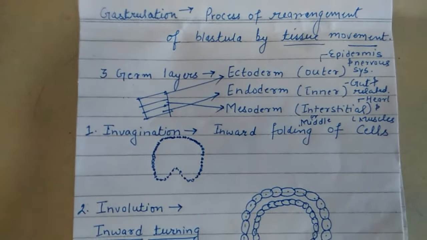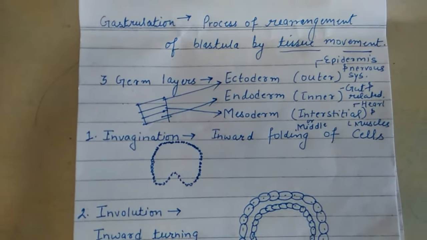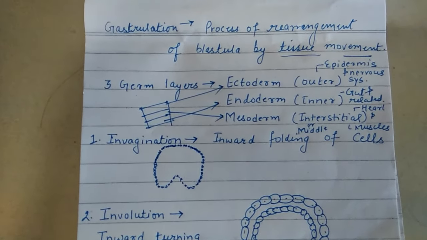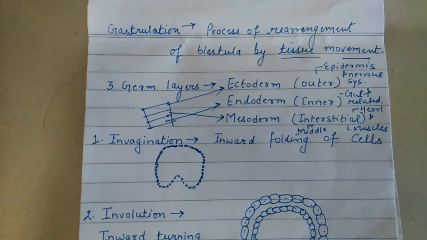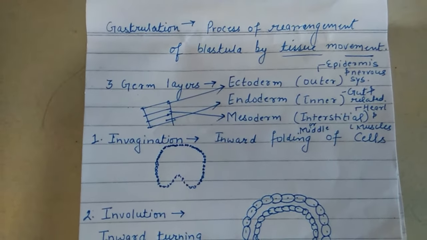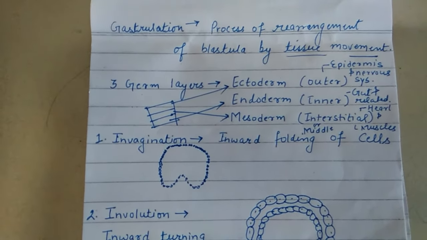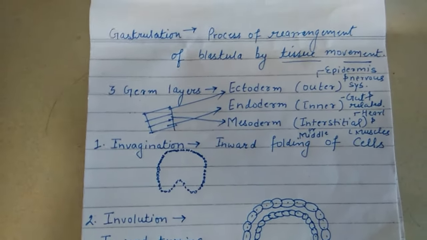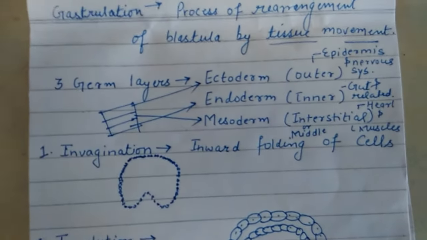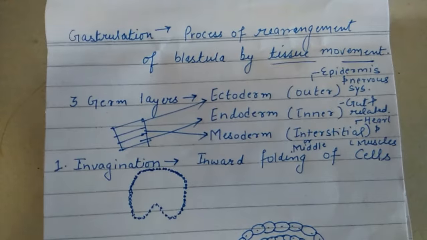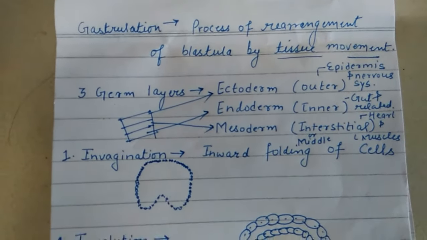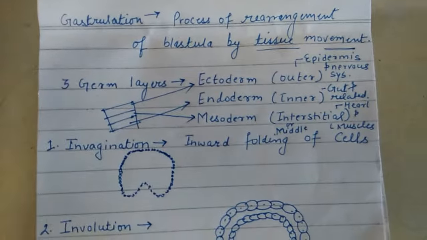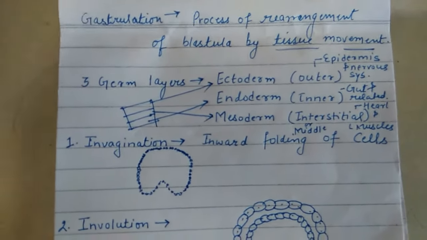Mesoderm is also known as the middle layer. So the outermost layer is ectoderm, that is our skin and nervous system. After that, the innermost layer is endoderm, which forms the gut and related organs. After that, mesoderm. Mesoderm lies in between ectoderm and endoderm. Mesoderm forms heart and muscles.